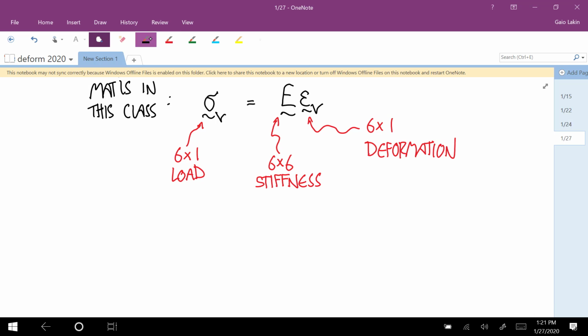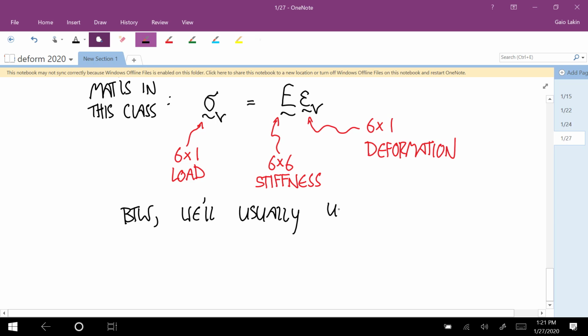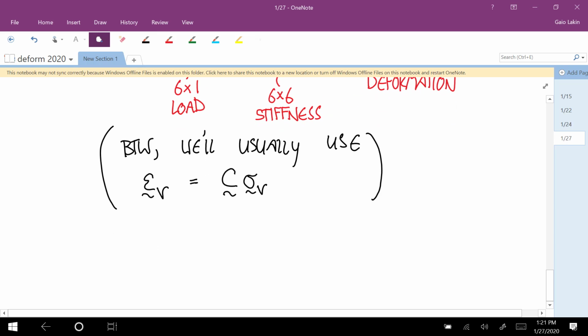Okay, and one more thing before I go on to talking about strain. By the way, we'll usually actually use the form that says the Voigt strain is equal to the compliance matrix times the Voigt stress. Where the compliance matrix is the inverse of the stiffness matrix. Your calculator will calculate that inverse for you if you ever need it.